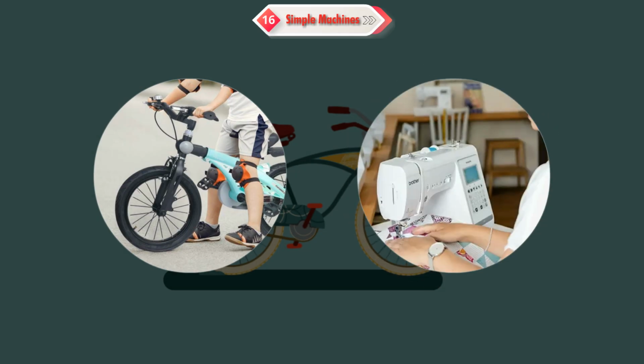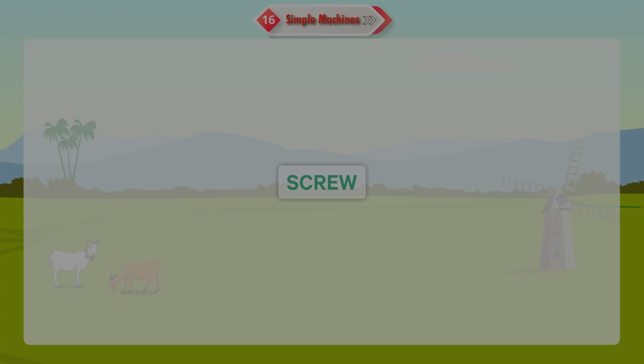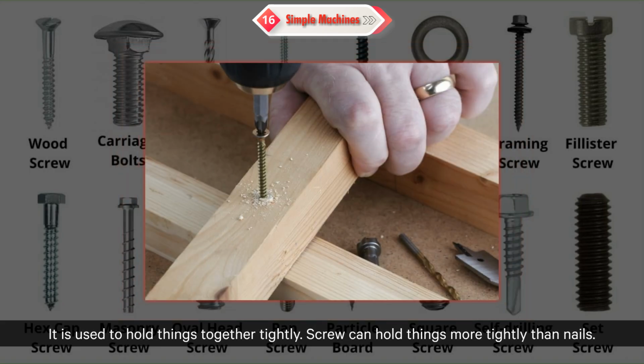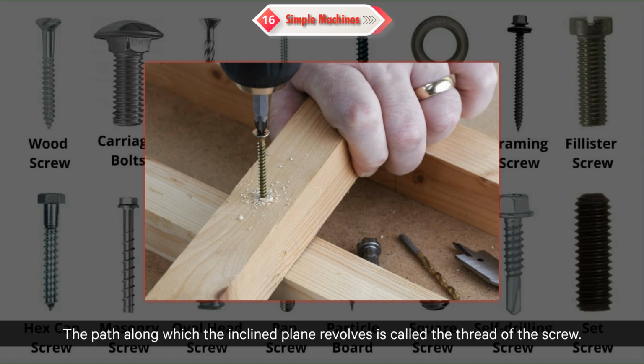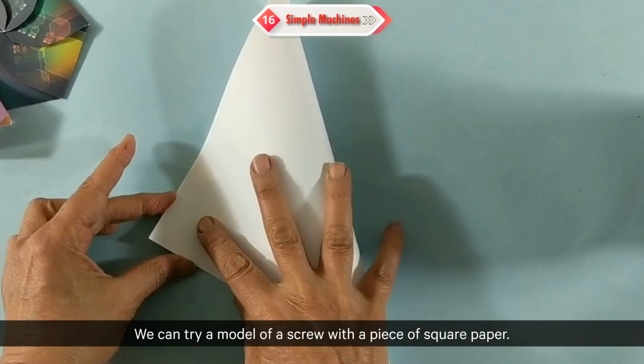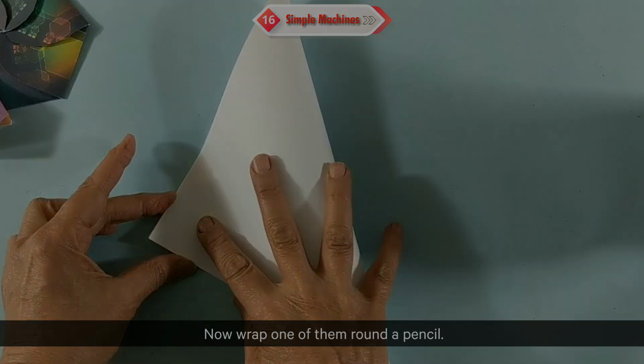Screw. A screw is an inclined plane wrapped round a rod or cylinder. It is used to hold things together tightly. A screw can hold things more tightly than nails. The path along which the inclined plane revolves is called the thread of the screw. We can try a model of a screw with a piece of square paper. Cut the paper along its diagonals to make two triangles. Now wrap one of them round a pencil.